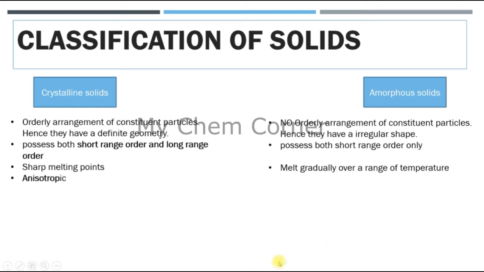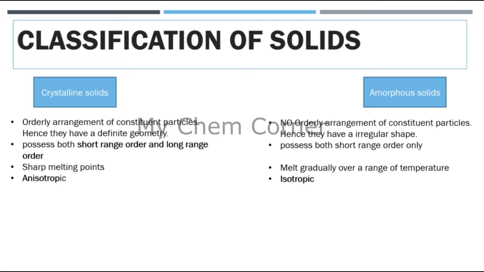Then the next one is anisotropy. Crystalline solids are said to be anisotropic, which means say I want to measure some physical quantity. For example, I want to measure the refractive index of a particular crystalline solid. When I try to measure it in different directions, it's going to give me a different value. That is what anisotropy means.